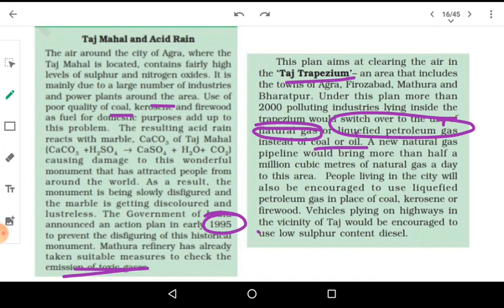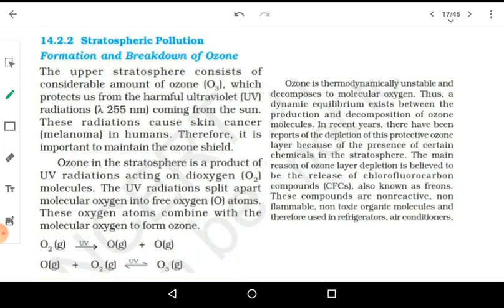People living in the city will also be encouraged to use liquefied petroleum gas in place of coal, kerosene, or firewood. Vehicles plying on highways in the vicinity of the Taj Mahal are also encouraged to use low sulfur content diesel, because we have already studied that sulfur on oxidation forms SO2, and that is a serious pollutant. With this, we have completed tropospheric pollution.